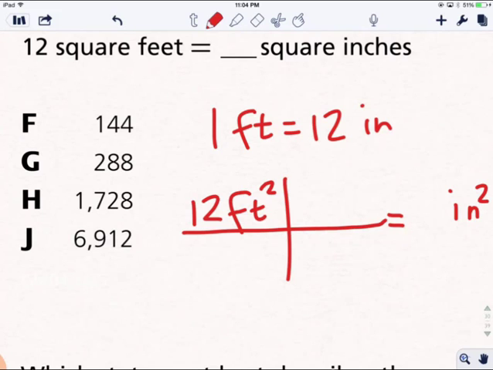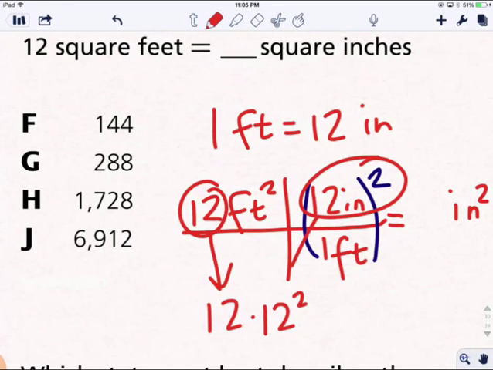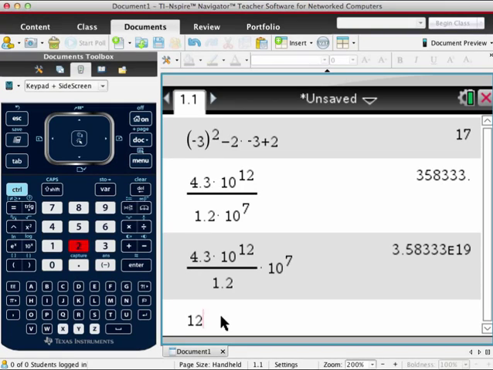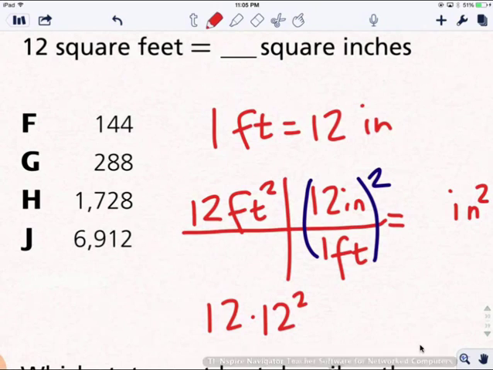Well, if we put our conversion factor, let's see, 1 foot on the bottom to cancel out with the feet at the top, and then 12 inches over here. Remember, we must square this conversion factor. So what you would actually need to calculate in your calculator is 12 times 12 squared. You see that? 12 times 12 squared. What is that equal to? 12 times 12 squared, 1,728, which is answer choice H.